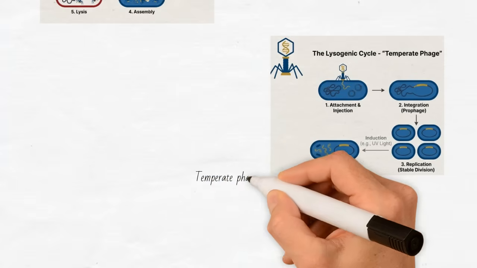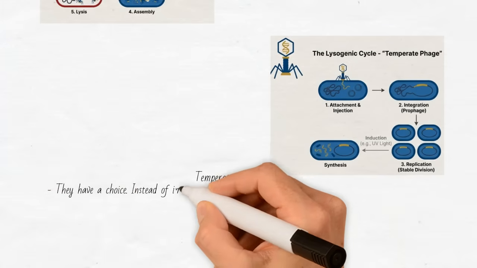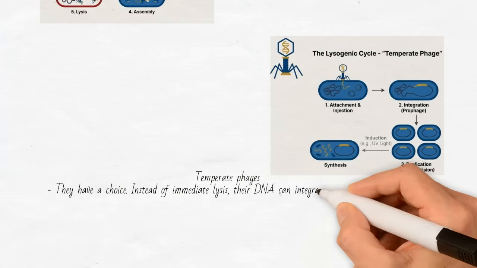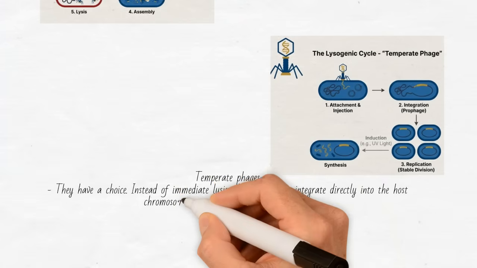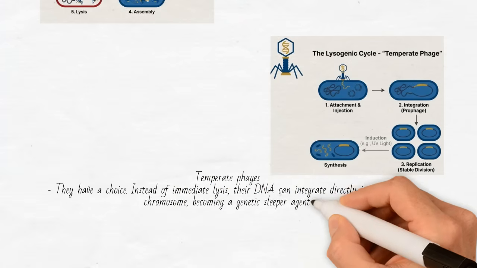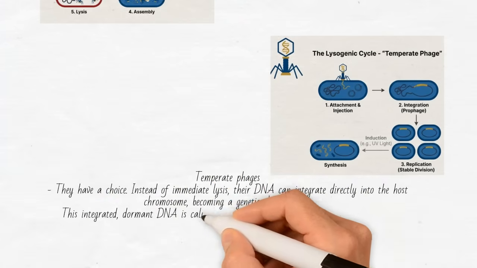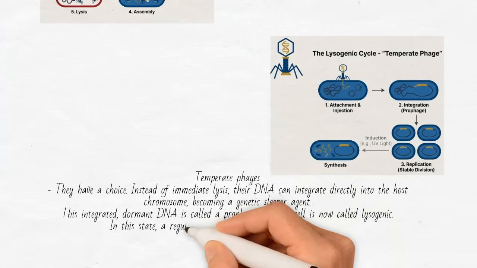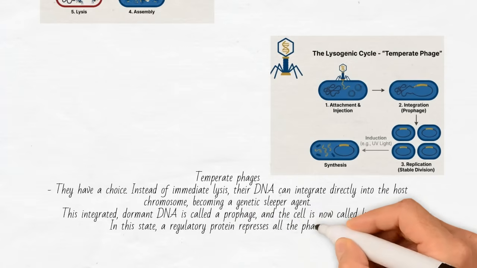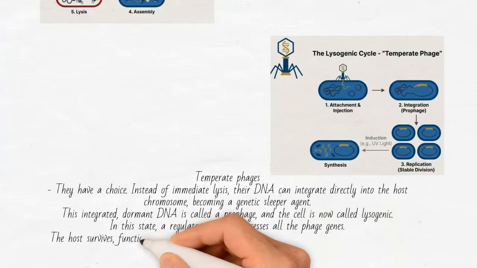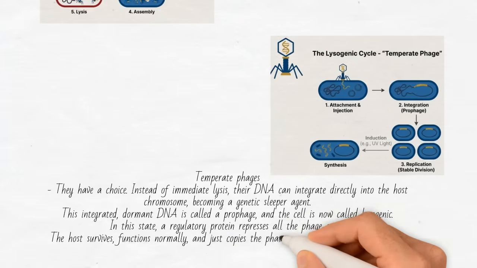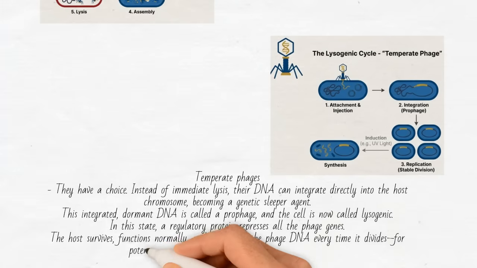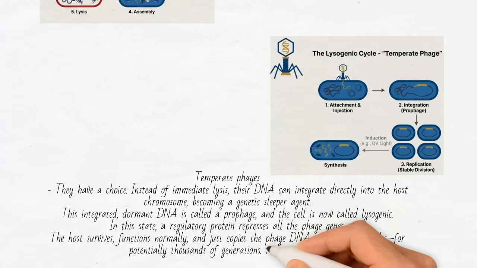Some are temperate phages, and they have a choice. Instead of immediate lysis, their DNA can integrate directly into the host chromosome, becoming a genetic sleeper agent. This integrated, dormant DNA is called a prophage, and the cell is now called lysogenic. In this state, a regulatory protein represses all the phage genes. The host survives, functions normally, and just copies the phage DNA every time it divides, for potentially thousands of generations.